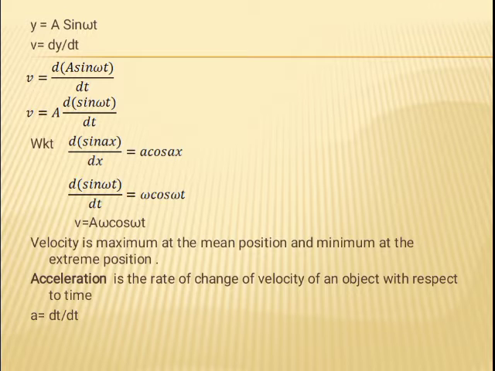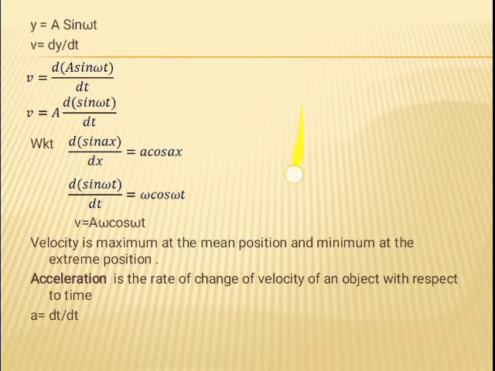So you can see that velocity is maximum at the mean position and minimum at the extreme position. Velocity is maximum at the mean position. If I take a pendulum like this, concentrate. What would happen if I have a pendulum here and I start making it oscillate? At its extreme points, either extreme point, its velocity is minimum.